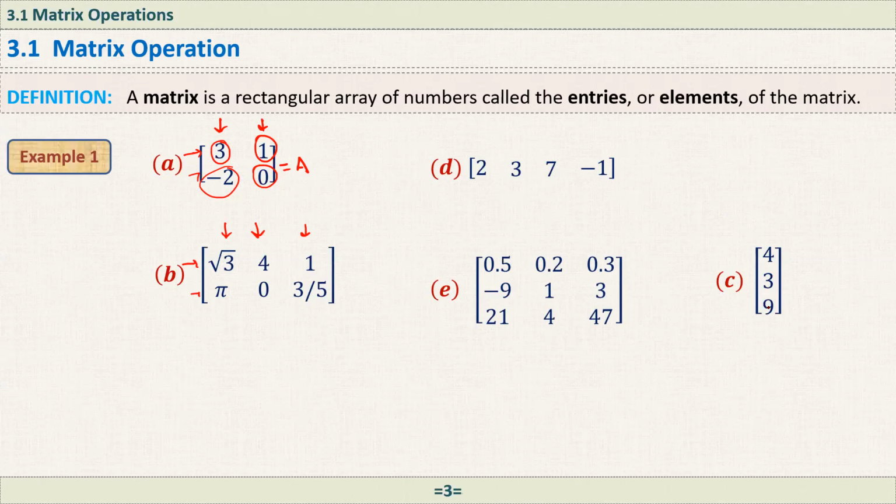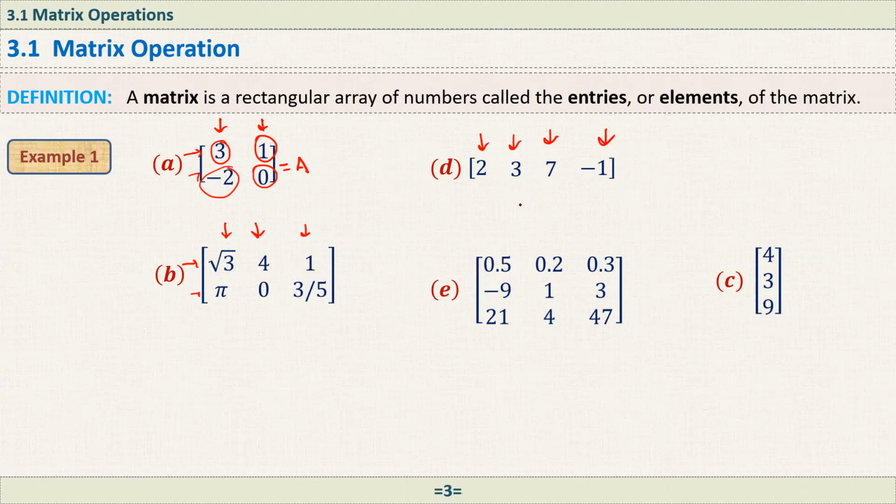We'll also give a special name because this matrix has only 1 column. This one has 3 columns, and this one has 2 columns. And this one also has only one column. So we call this a column matrix. A column matrix means we're talking about a matrix that has only one column. And how about this D? In D, we have only one row. One row, how many columns? Here we have 1, 2, 3, 4. So if a matrix has only a row, then we call this a row matrix.